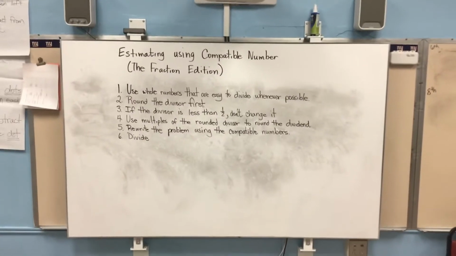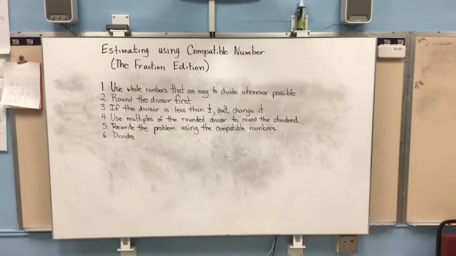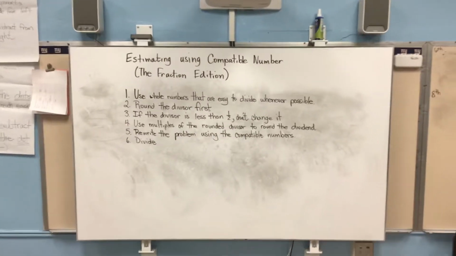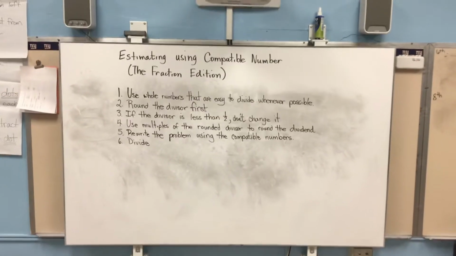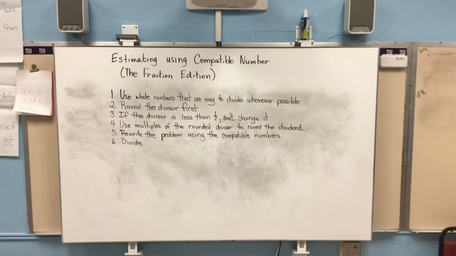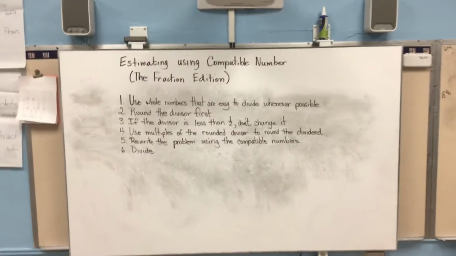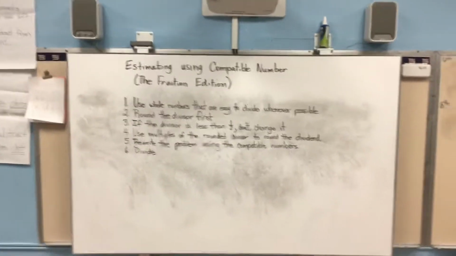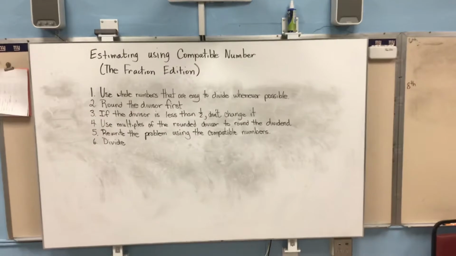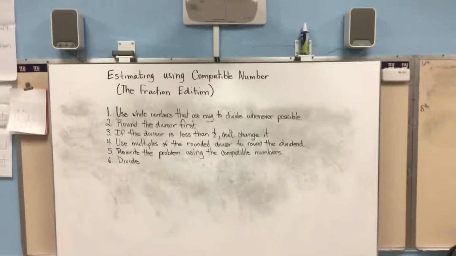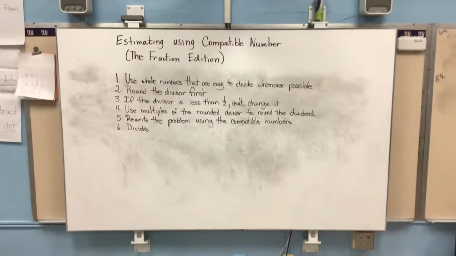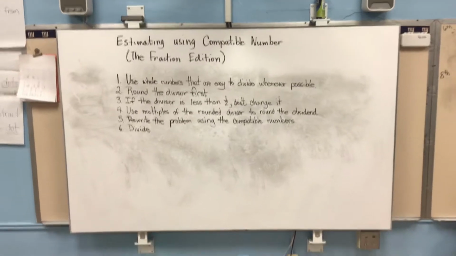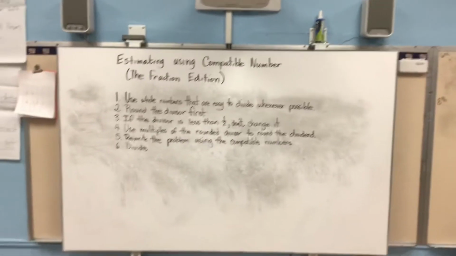Step 4, use multiples of the rounded divisor to round the dividend. So let's say you round your divisor to 3. You know that you're using multiples of 3 to round your dividend, or the number in front of the division sign. If you round your divisor to 1/2, then you're going to be using multiples of 1/2 or counting by 1/2 to divide the dividend. Very simple to use, and remember, estimating should be fast and easy to give you an idea of what the answer is. It is not something that should take a half an hour.